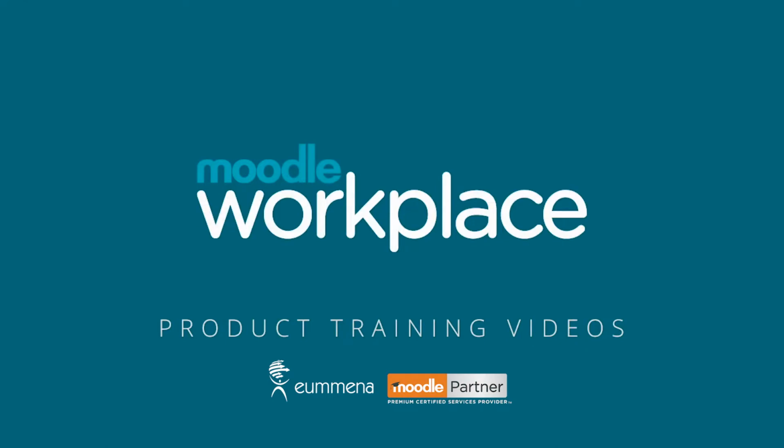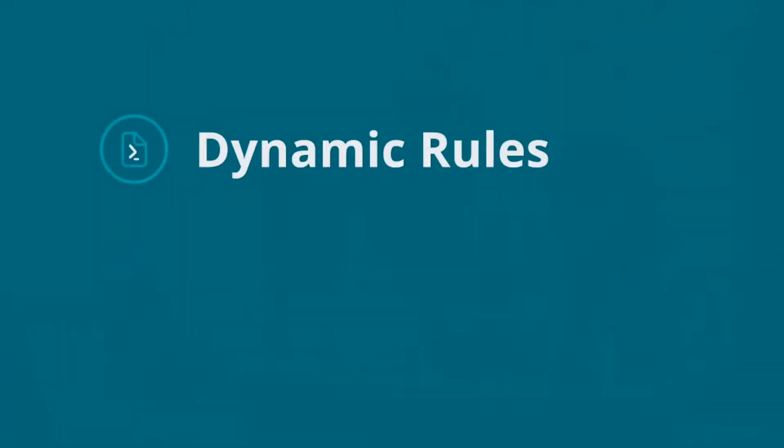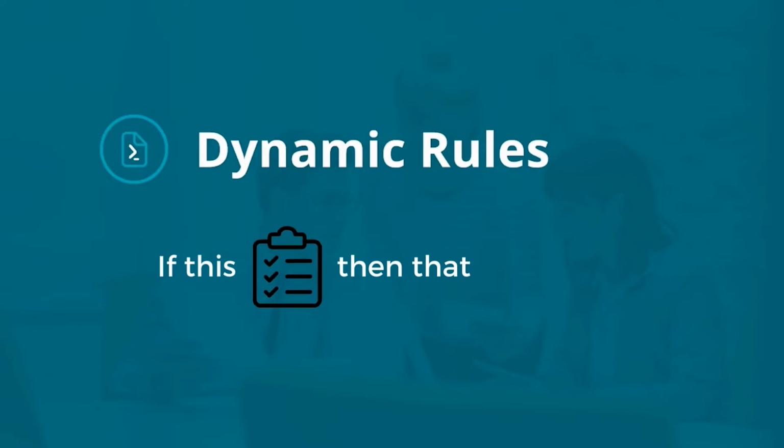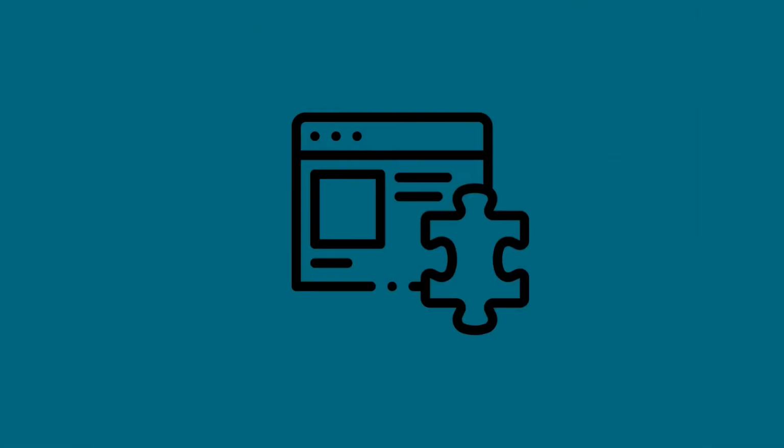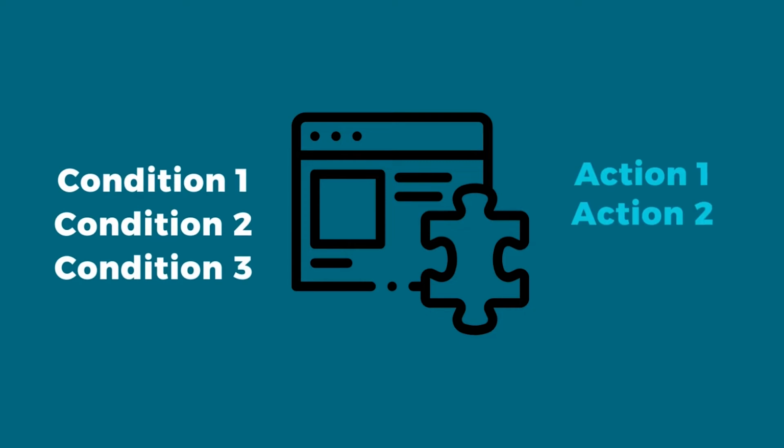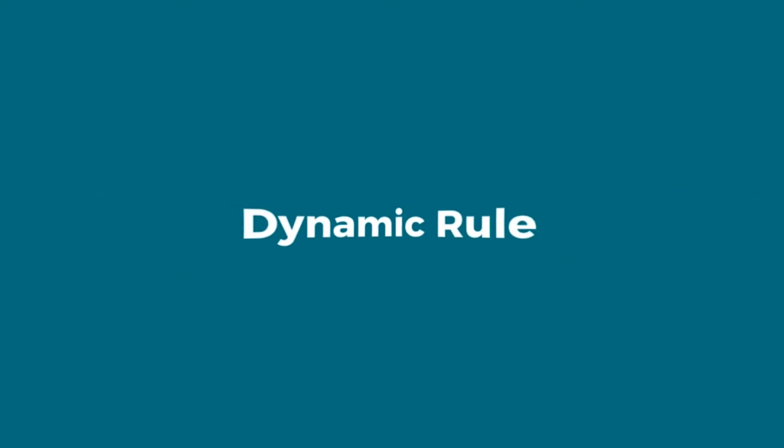Moodle Workplace. Dynamic Rules. The Dynamic Rules feature allows you to create if this, then that rules based on one or more conditions to execute the selected actions. Each plugin implements its own conditions and actions to be used in any dynamic rule.